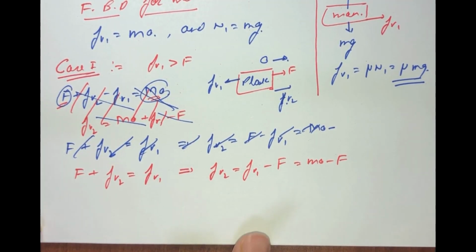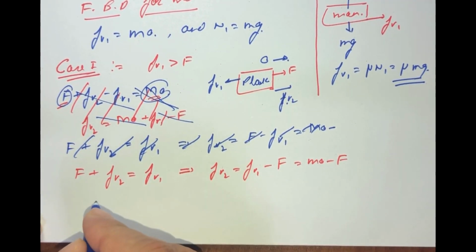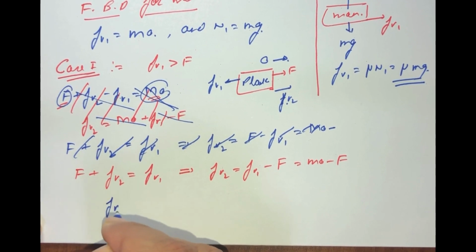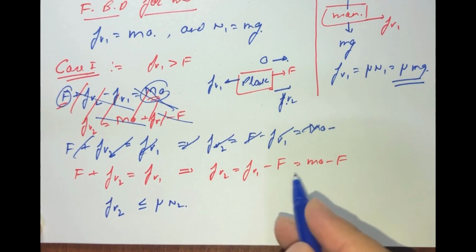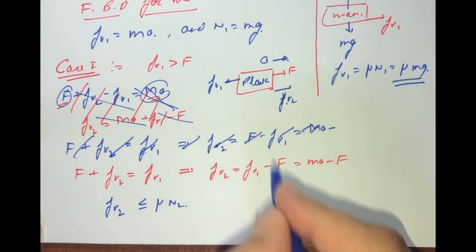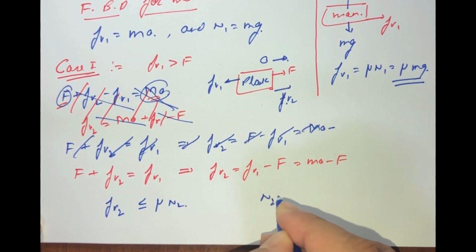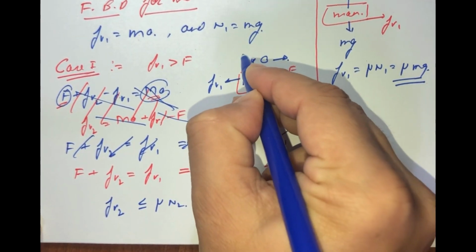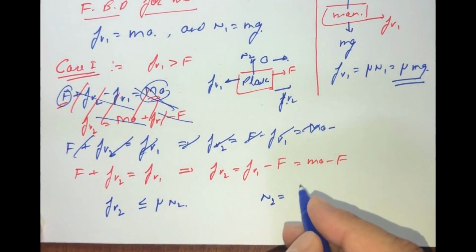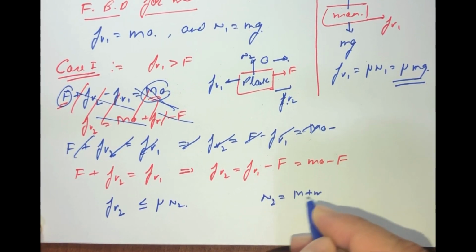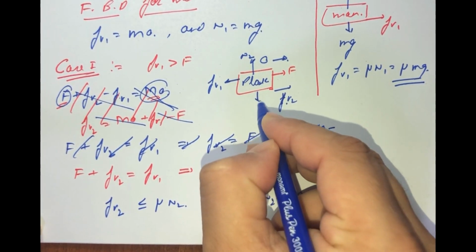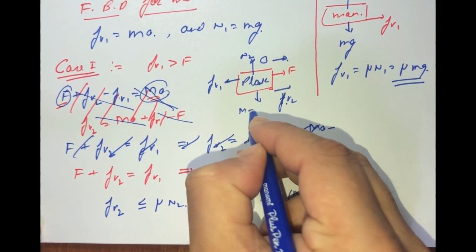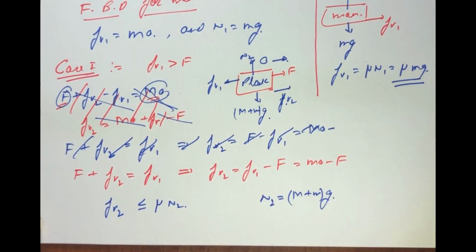And we also know that the value of friction FR2 should be less than or equal to mu N2. And here we can find out our N2. For this, the normal N2, which is acting in the upper direction, will be equal to M plus small m into g, because in the downward direction there will be the weight of the plank as well as the man. So we have N2.